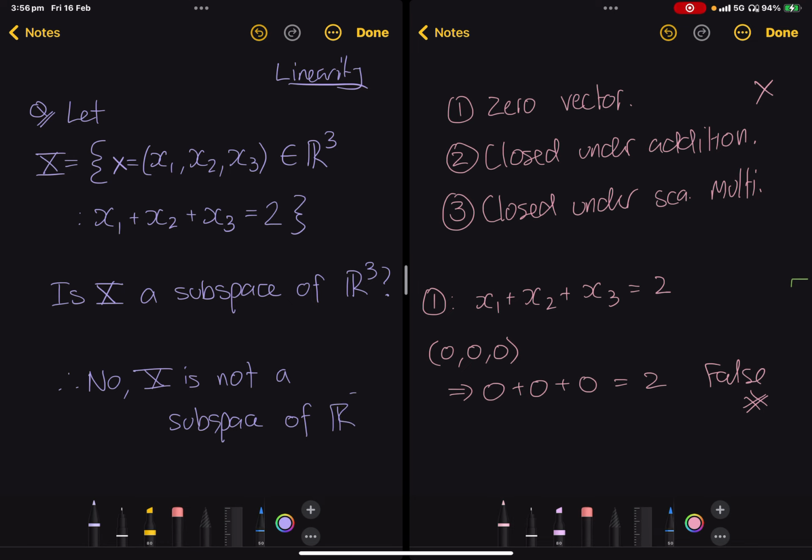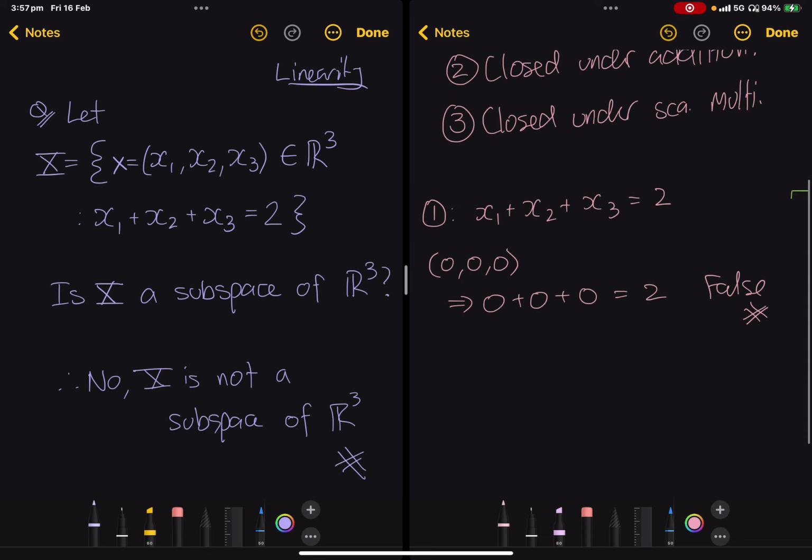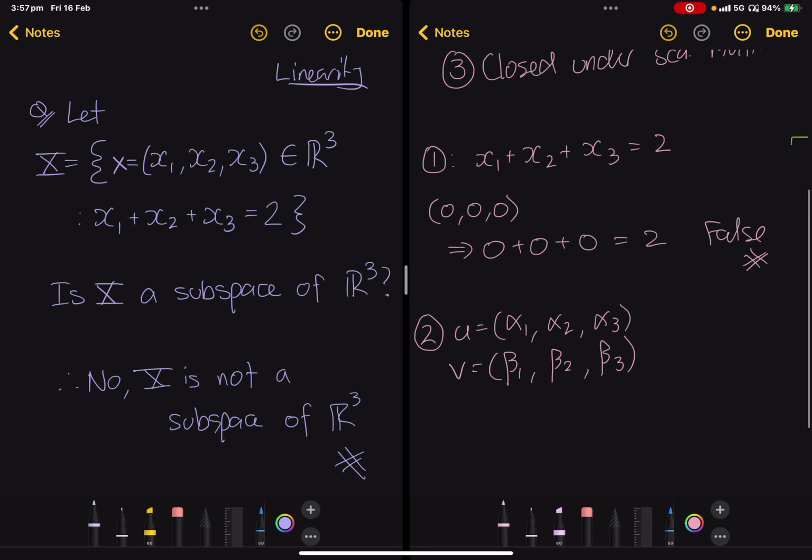of R3. And we could conclude that, but we're actually going to have a look at addition and scalar multiplication as well. So we're able to show this is not a subspace by showing there was no 0 vector. Let's look at closure under addition. So let's set up two vectors, u, which we'll say is (alpha 1, alpha 2, alpha 3), and v, which is (beta 1, beta 2, beta 3).